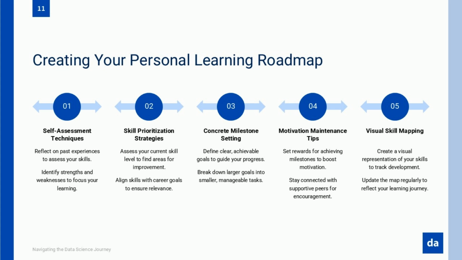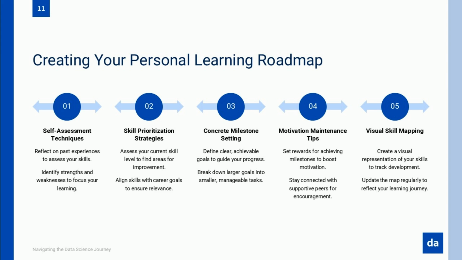T-shaped development focuses on cultivating deep expertise in one or two core areas while maintaining sufficient breadth across related domains. The vertical bar of the T represents your specialized knowledge, perhaps in statistical analysis, machine learning algorithms, or data visualization. The horizontal bar represents broader understanding across the data science ecosystem, allowing you to collaborate effectively with specialists from other areas. This approach resolves the common tension between specialization and versatility.